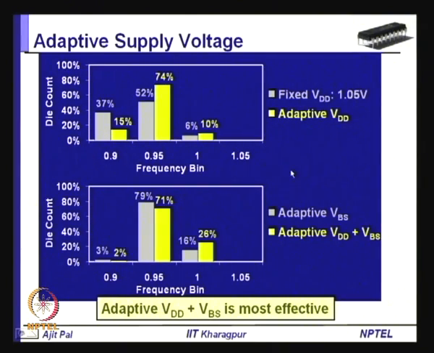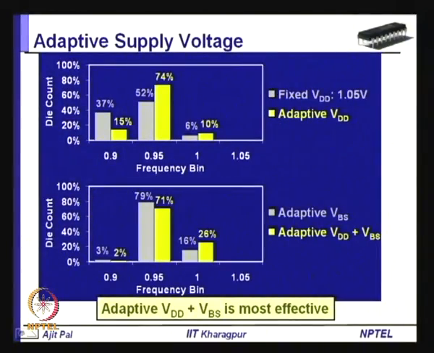That means, for the slower dies you will be using a higher supply voltage, and for faster dies you will be using a smaller supply voltage, and that is how you can see, by using adaptive supply voltage, how the frequency of operation is improved. That means, most of the chips are now close to that frequency being 1. So, instead of the original distributions, the distribution is improving by using adaptive supply voltage.